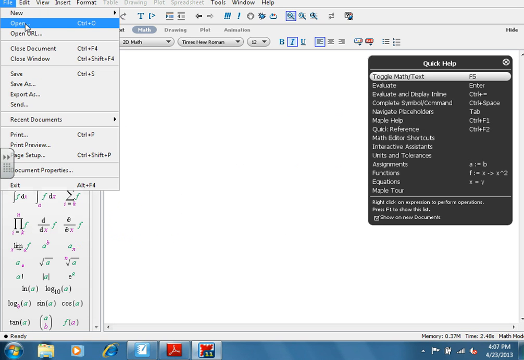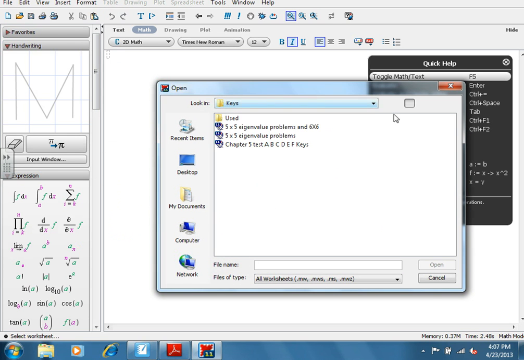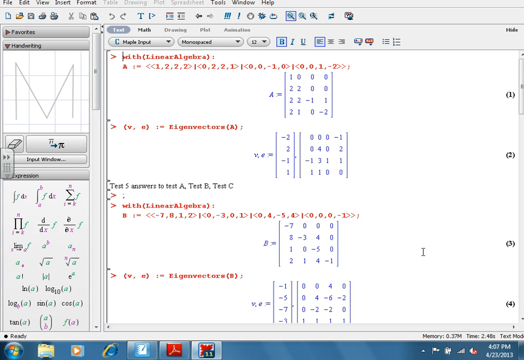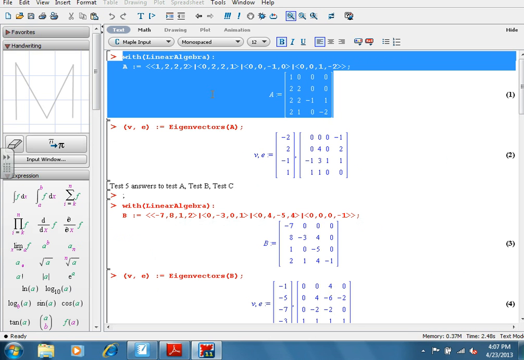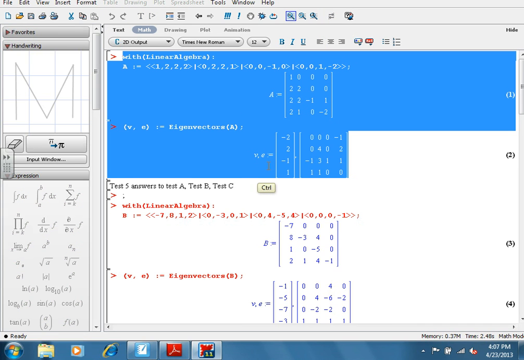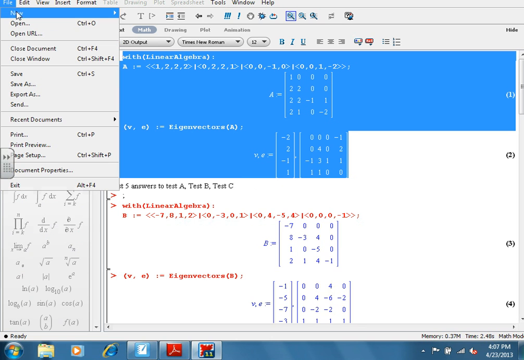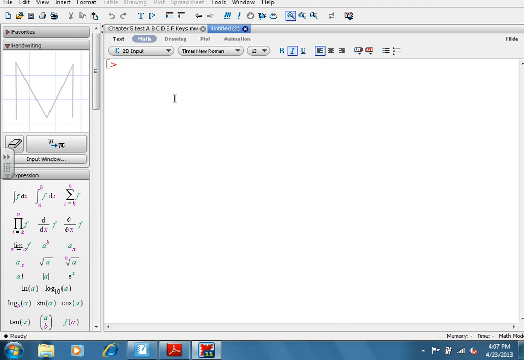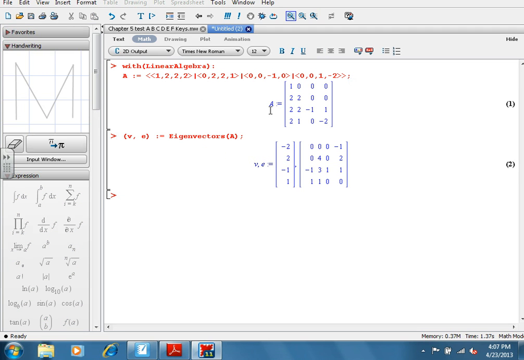So, file, open. Yeah, we'll open that guy. Yeah, so all we've got to do is just that. Copy. File, new. New worksheet. Control V.